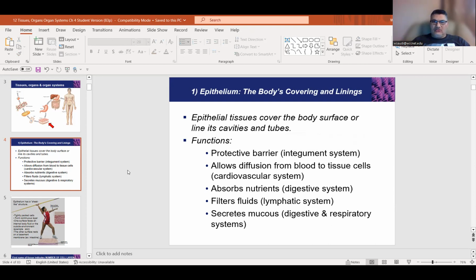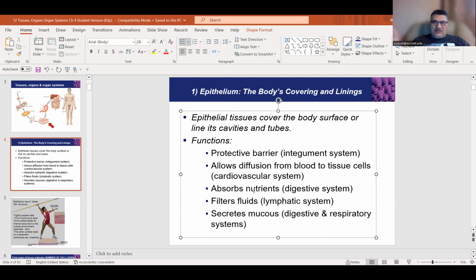Still, we are in the tissue level. So protective barrier. This is one of the functions, like skin. Another is to allow diffusion from the blood to the tissue cells, like the cardiovascular system. Cardiovascular system contains epithelial tissues. Is it only epithelial tissues? No. Remember, we're talking about the tissues. And then when you put the tissues together, a combination, that will make an organ and then an organ system. But part of it, when we go more, it will be diffusion. And then absorption, and we talked about this.